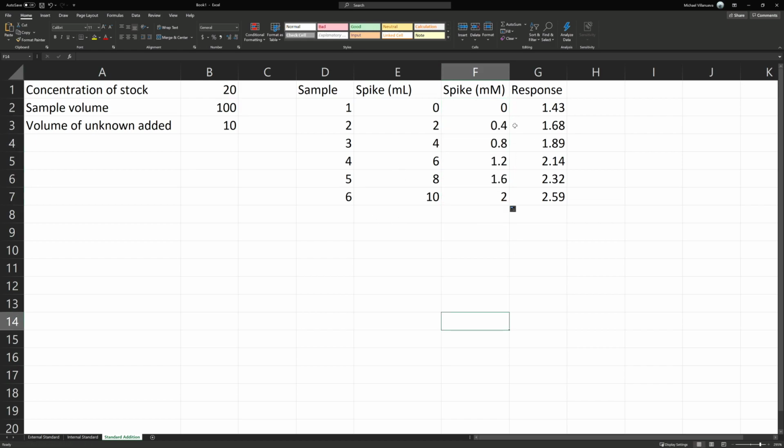So at this point, we have the concentration of the spike that we added. We know the volume of the spike, and we know the constant or the response that the instrument gave us. We know the concentration of the stock solution that we used to make the spike, and we know the total volume of each of these samples. Each of these samples is 100 milliliters. We also know the volume of unknown added. To each of these samples, we have 10 milliliters of unknown added.